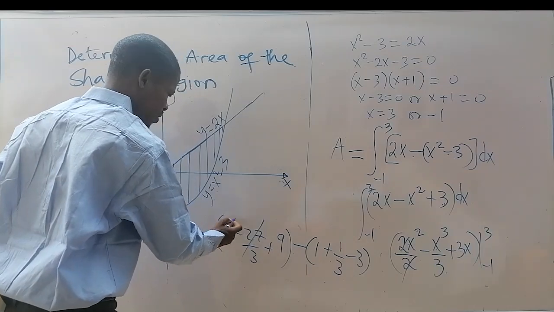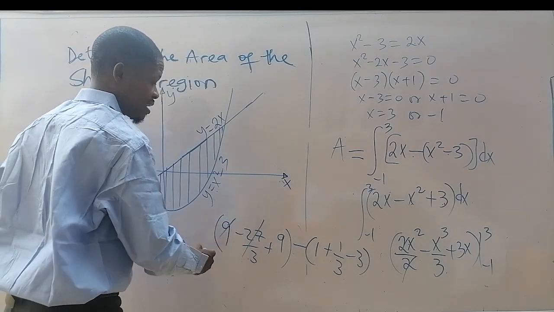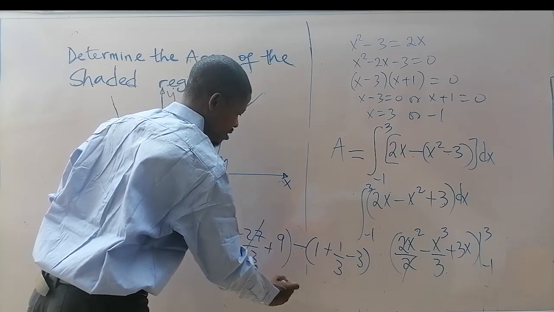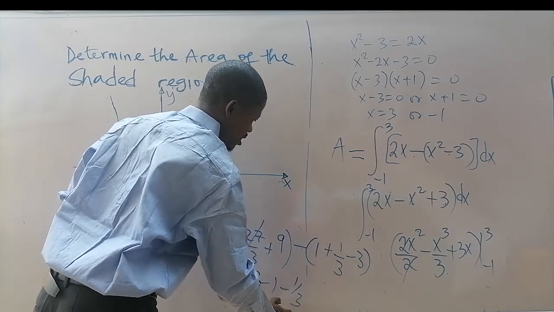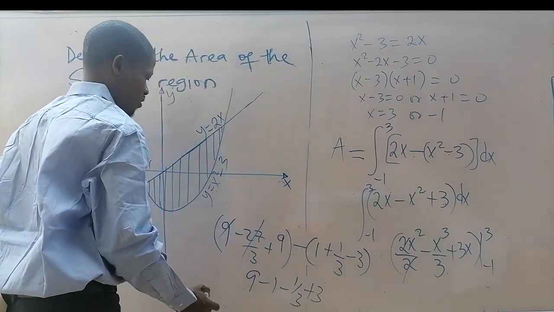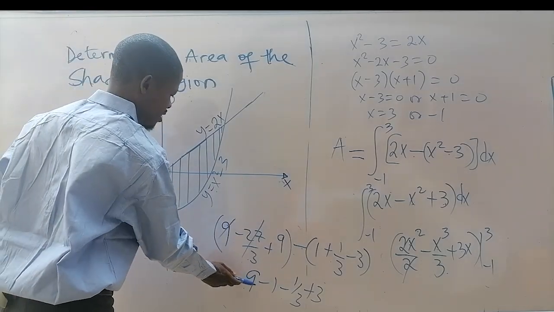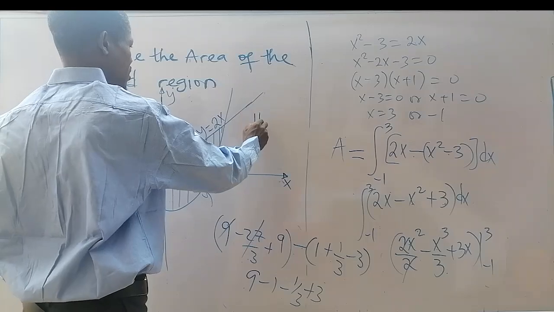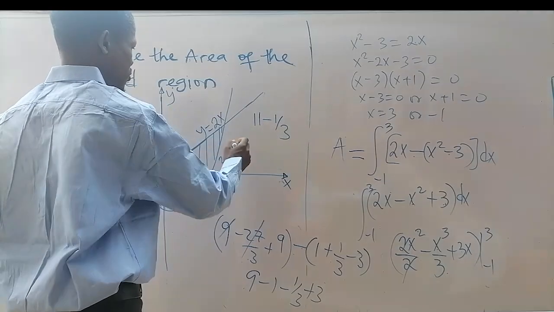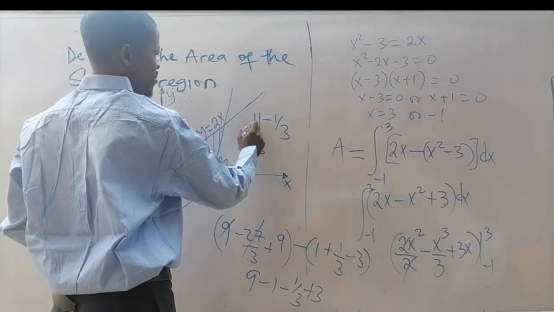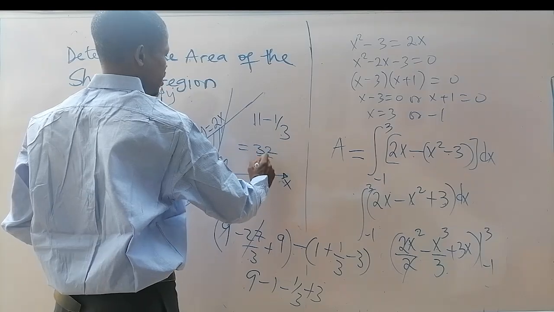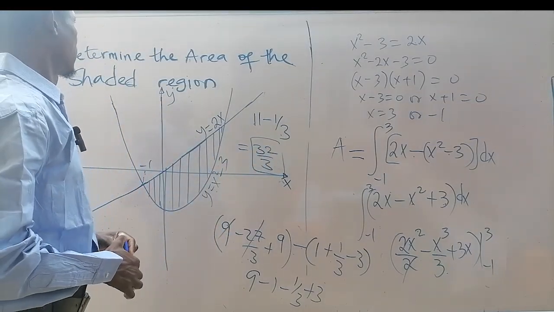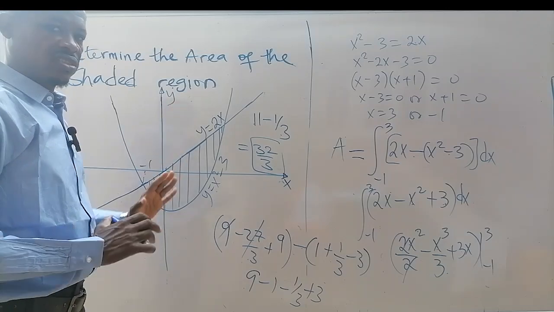So this one and this one we cancel. 27 over 3 is 9. So we have 9 minus 1 minus 1 over 3 plus 3. 9 minus 1 is 8, plus 3 is 11, minus 1 over 3. That will be equal to 33 minus 1, that's 32 over 3. So that's the area of the shaded region.